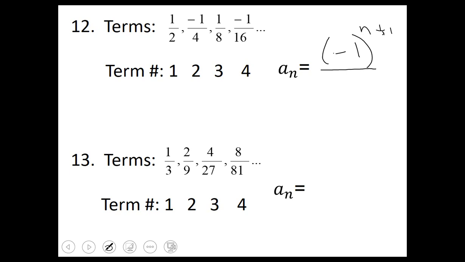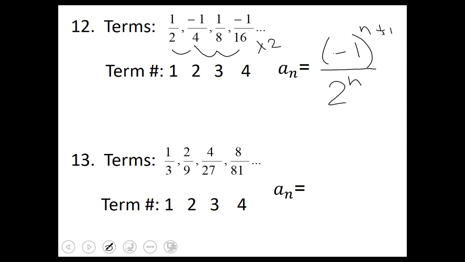And if you can't remember that, then just guess and check. If you tried -1 to the first, that would give you a negative because you want it to be a positive. That's how you know that it should be -1 to the n plus 1. Then you take a look at the bottom, 2, 4, 8, 16. You can clearly see that you're multiplying by 2. The fact that there's constant multiplication means exponential, so it has to do with 2 to the n.